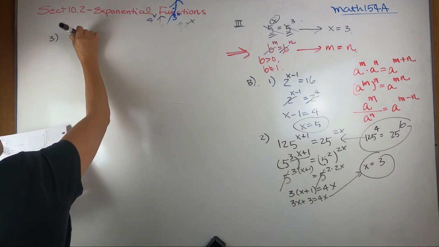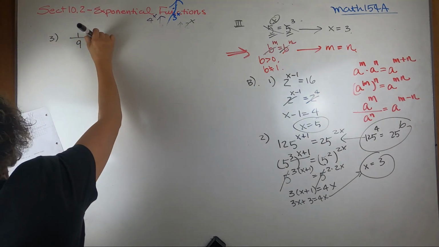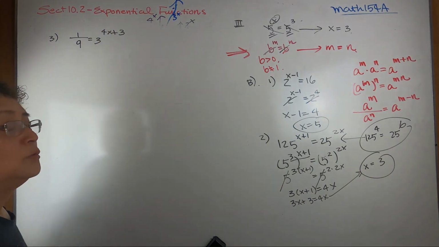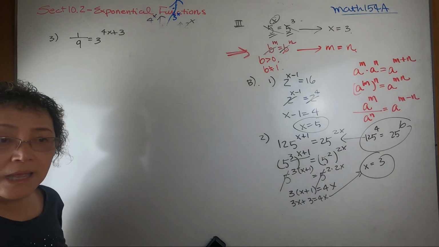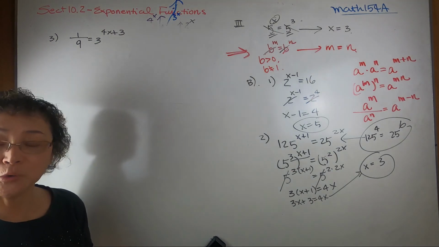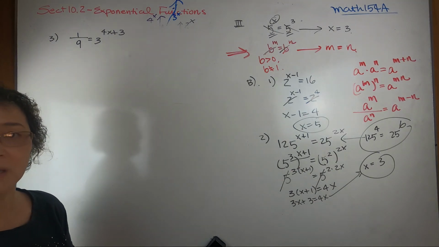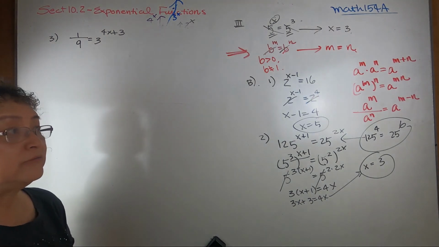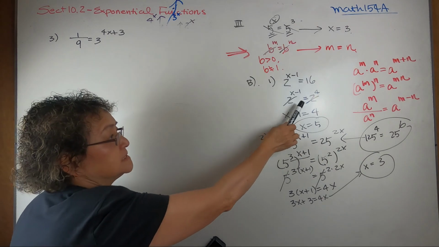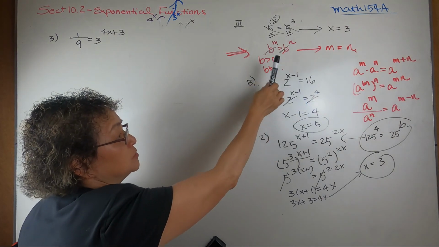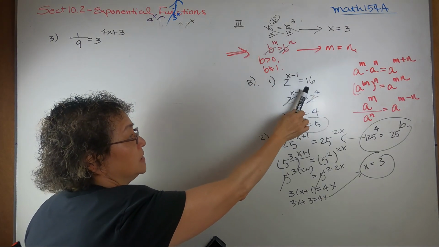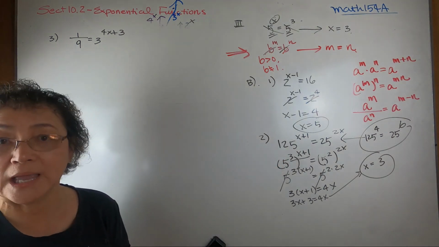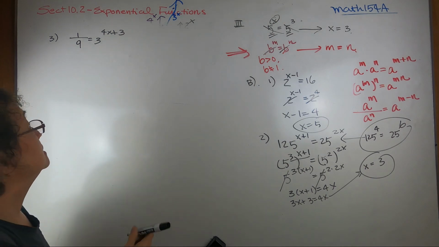Okay, so what are we doing? We are solving exponential equations. So what's the method? If we can make the base the same, we can use the property to compare the exponents, then we can find the answer for x, right?